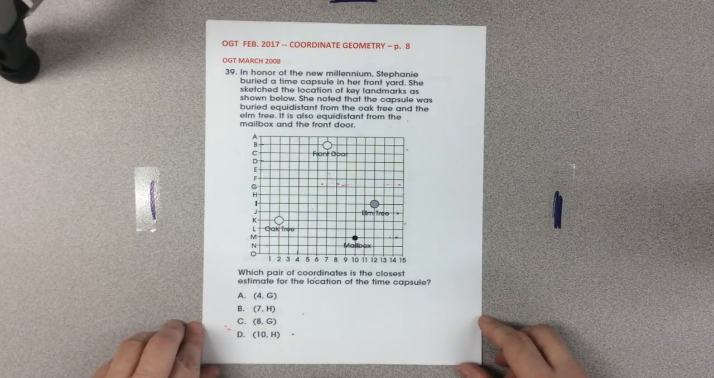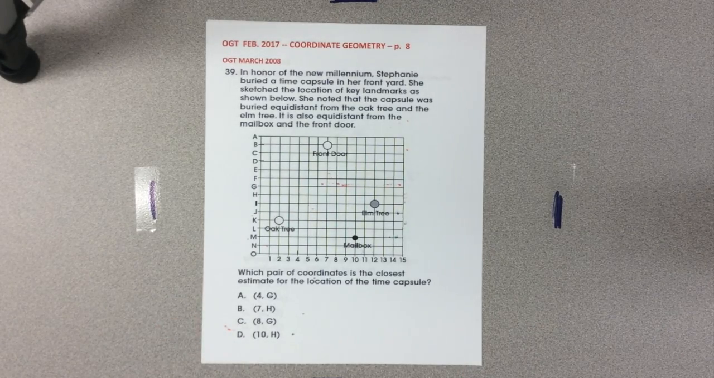This interesting problem from 2008. This one I thought was quite difficult, and they certainly didn't help you make it very easy. It says, in honor of the new millennium, Stephanie buried a time capsule in her front yard. She sketched the location of key landmarks as shown below. She noted that the capsule was buried equidistant from the oak tree and the elm, also equidistant from the mailbox and front door. Which pair of coordinates is the closest estimate for the location of the time capsule?